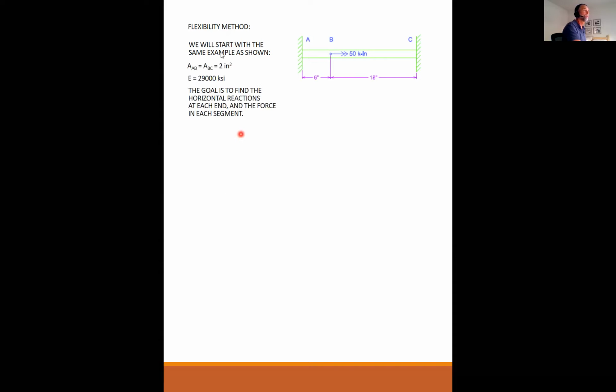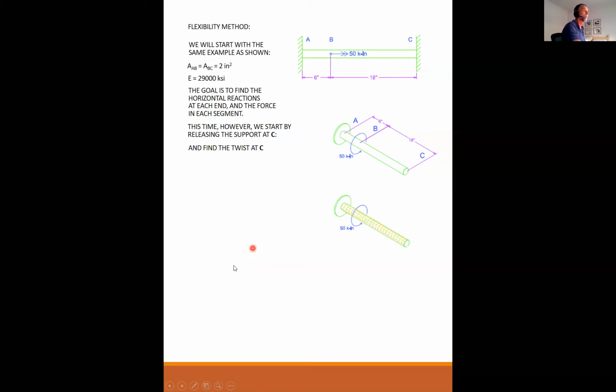Okay, so same parameters, same setup. However, the flexibility method is where we start by releasing the support at C, like so. So now this is my initial problem. My support at C is gone, and I want to find the twist due to my applied loading at C. So here's my undeformed, no, I'm sorry, this is deformed. This is my deformed bar.